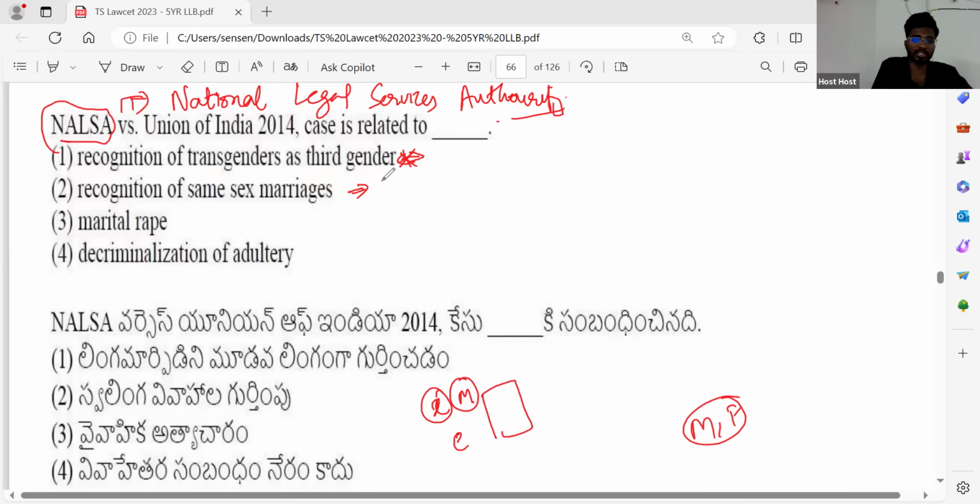Now you look at the second one, recognition of same-sex marriages. Same-sex marriages were recognized in the Navtej Singh Johar case. In this case, same-sex marriages were recognized. Okay. So marital rape is not an offense in India. What is the meaning of marital rape?